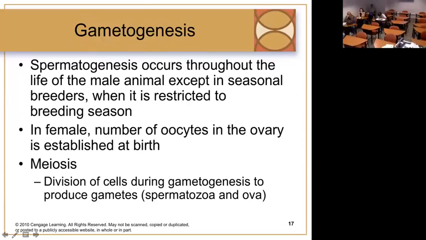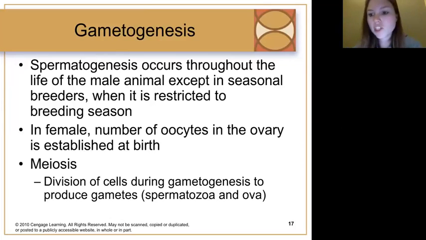So again, genesis is the process of making something. So I'm going to talk about gametogenesis. Spermatogenesis, which is just the formation of sperm, occurs throughout the life of the male, except in seasonal breeders, where it may be restricted to a breeding season because they're not really needing to produce sperm all year round, but they can for the entirety of their life.